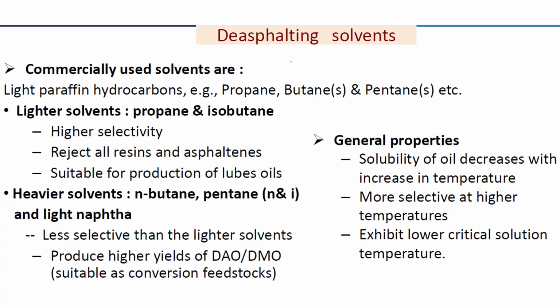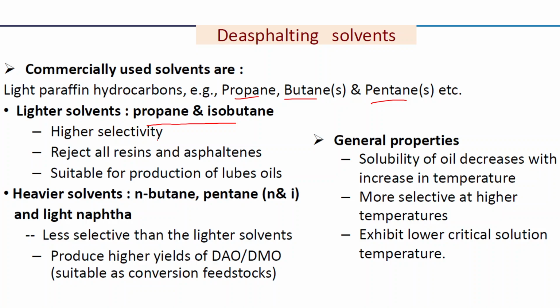Coming on to the various de-asphalting solvents which are commercially used, such as propane, butane, and pentane. Sometimes hexane is also used, but it is used rarely. So lighter solvents such as propane and isobutane have better selectivity for our lighter products.